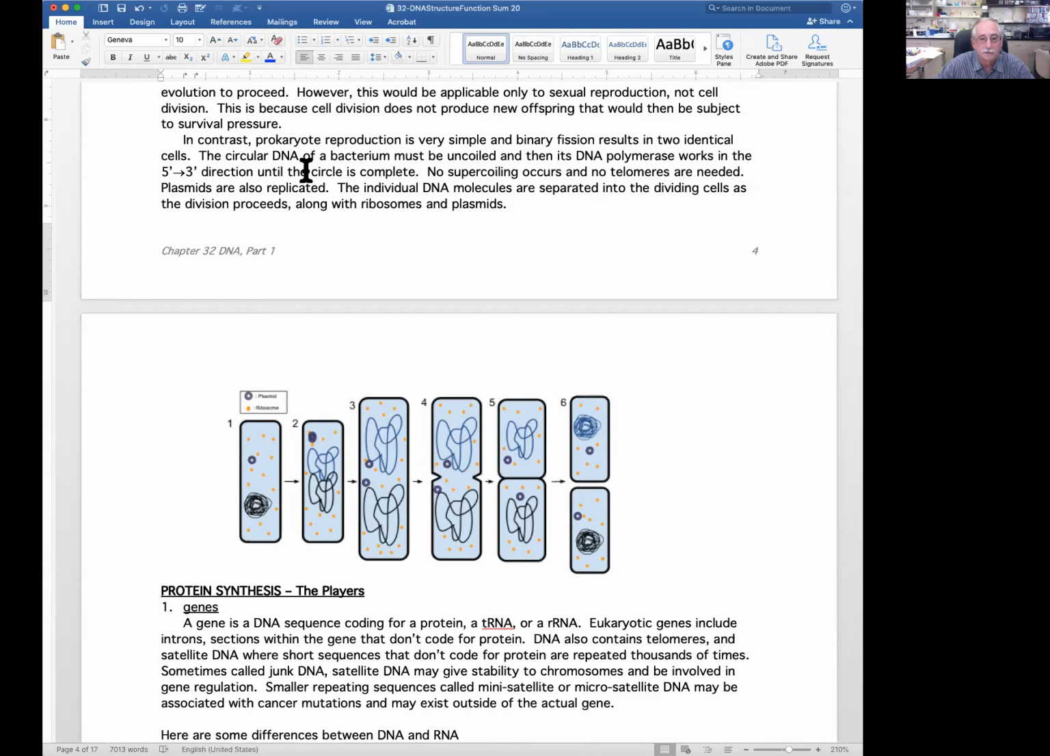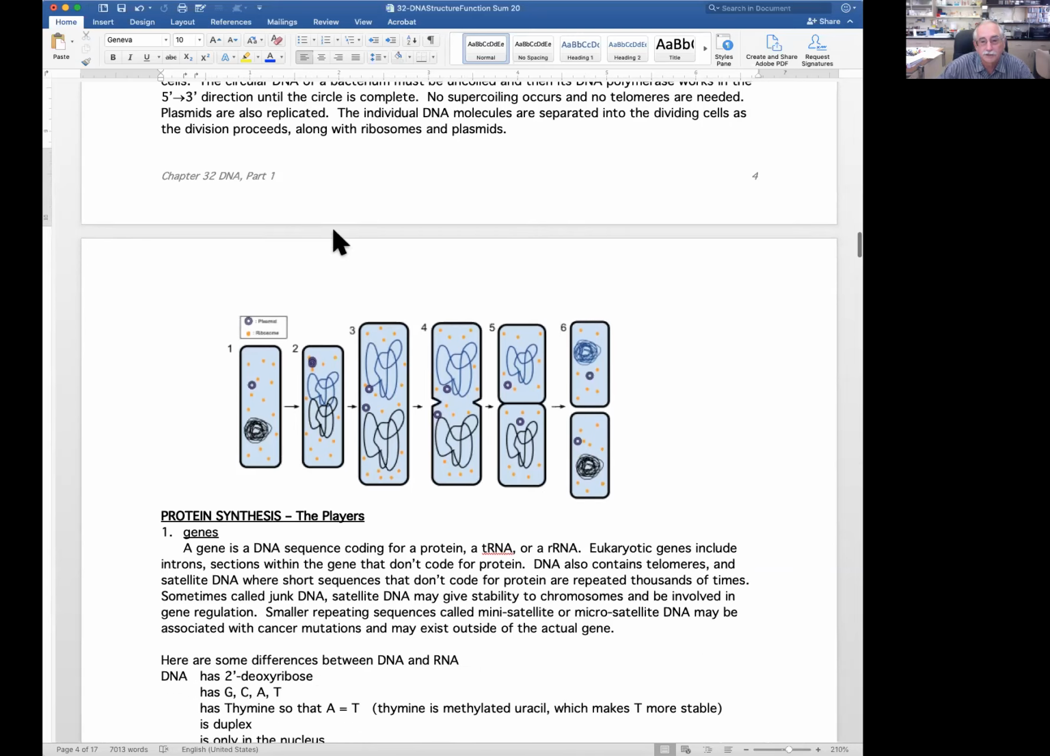But still, DNA polymerase in bacteria goes in the 5' to 3' direction, and it keeps going until it's complete. There's no supercoiling, there's no telomeres. Plasmids, which are circular pieces of DNA, are also replicated in the same process. And so then the cell just divides.